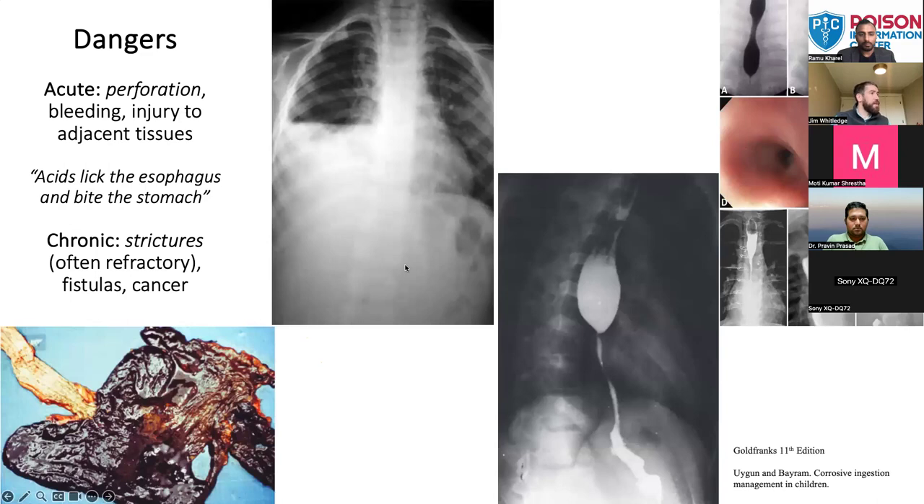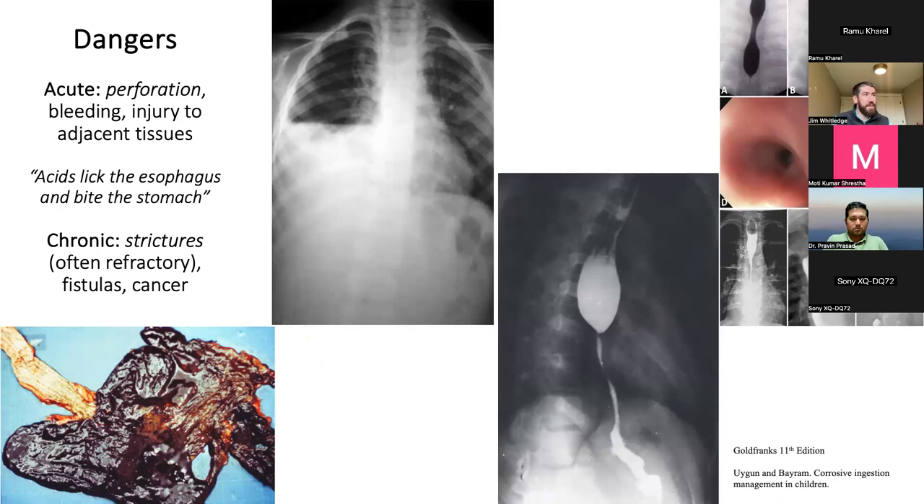So acutely, what we are most worried about is perforation. And you see here, this is from autopsy, so the patient unfortunately didn't survive. But this is a patient who ingested sulfuric acid. And you'll see that, maybe a little bit of injury to the esophagus, but the stomach has essentially been liquefied and perforated. So you worry about with caustic ingestions, injury to the esophagus, injury to the stomach, and then sometimes you can even have injury to the duodenum.